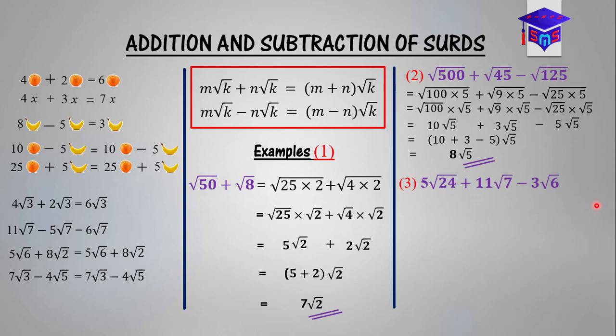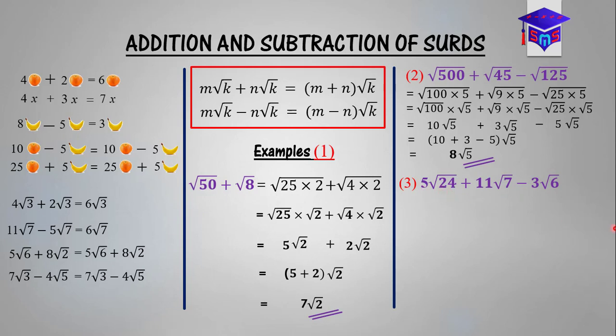If you have 5 root 24 plus 11 root 7 minus 3 root 6. If you look at this set, you check whether they are all in the simplest form. If not, then we have to reduce them to the simplest form before we proceed. When you look at root 24, it can be reduced further. But root 7 is in the simplest form. Root 6 too is in the simplest form, so we can't reduce it further. So these two are already in their simplest form. But root 24 we have to reduce further.